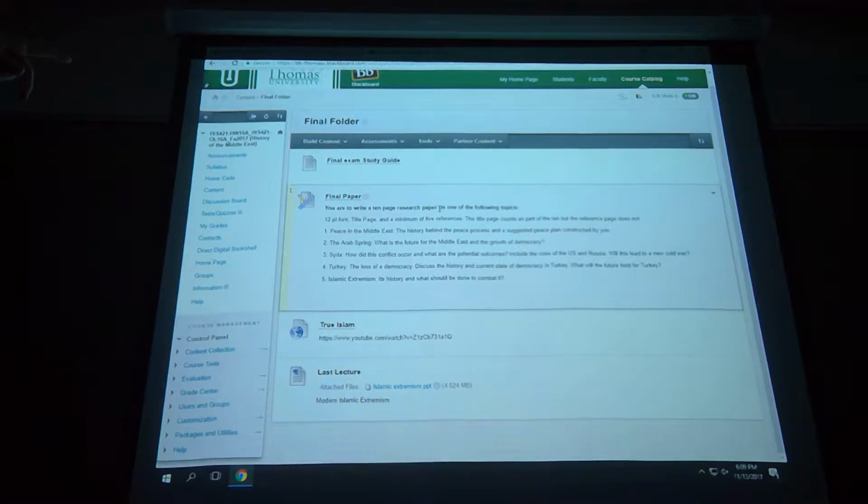When is that due? It's due on the last day of class, which is December 4th. So same day as the exam day. Do we have to take the final exam that day?